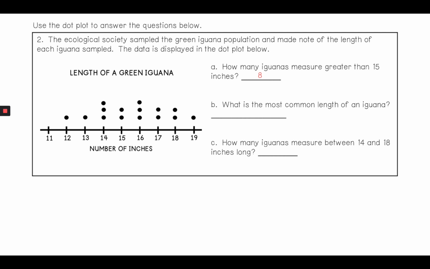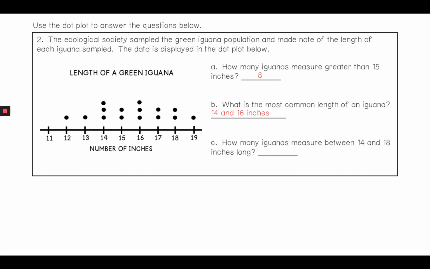Now B, what's the most common length of an iguana? Well, the most common length we can tell here, the one that occurs most, or the mode, would be the most common, but it looks like 14 has 3 and 16 has 3. So if I were to say that, I would say 14 and 16 inches are the most common lengths.